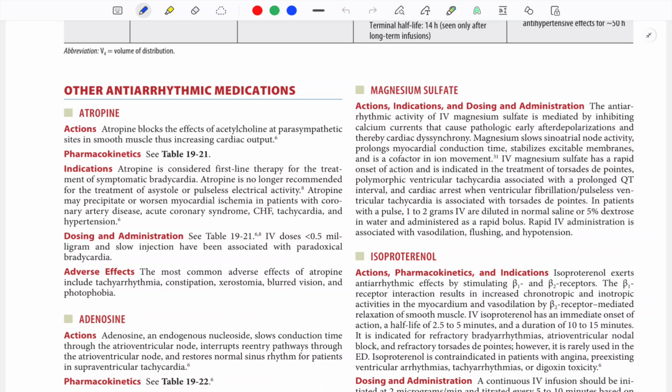1 to 2 grams IV is diluted in NS or D5 and given rapidly. Side effects are vasodilation, flushing and hypotension.